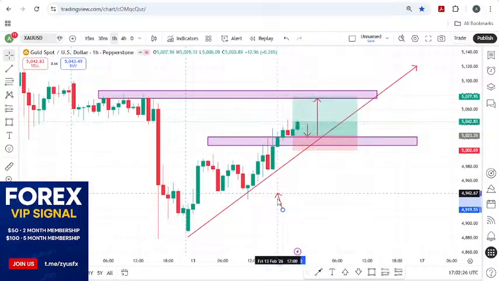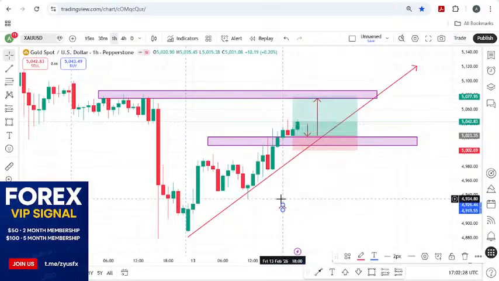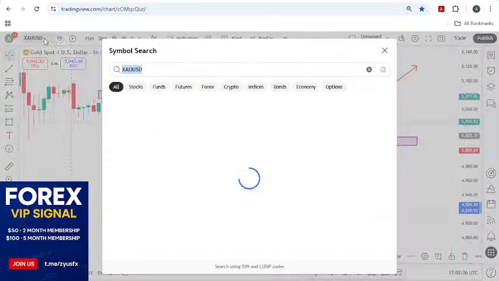So that's the analysis for gold. If you have any question, drop in the live chat or in the comment section. So let's move on to the next pair, which is the Bitcoin, the Bitcoin USD.